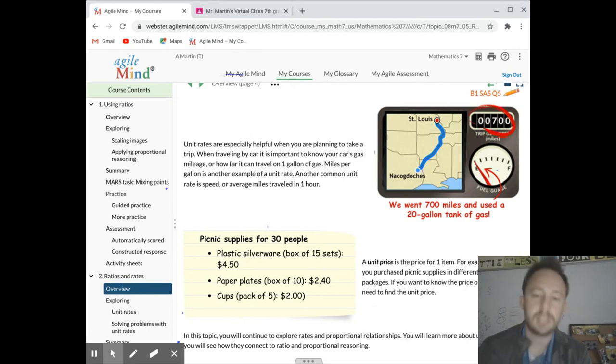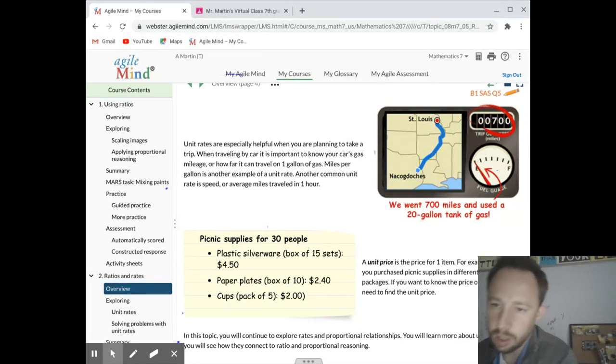All right. So it says in this topic, we're going to continue to explore the rates and proportional relationships, and we're going to learn more about unit rates, and we'll see how they connect to ratio and proportional reasoning. All right. So let's look at question 5. What does question 5 state in our book? What are some examples of unit rates?